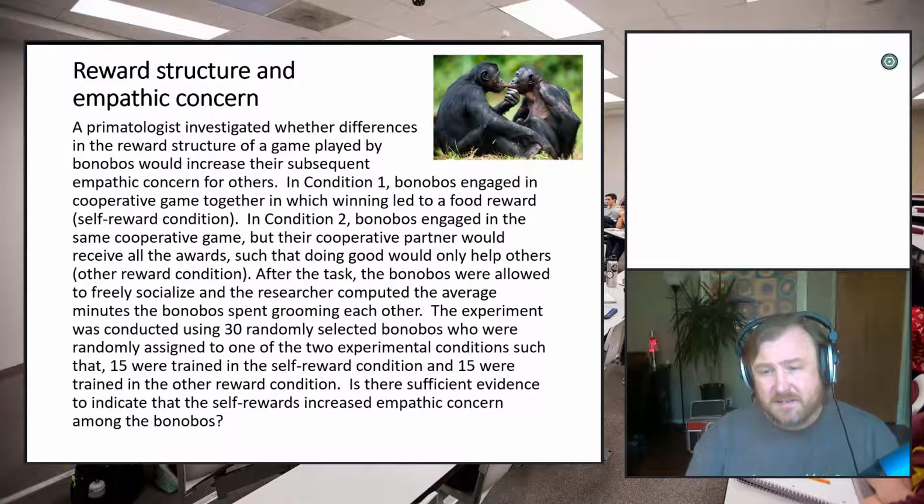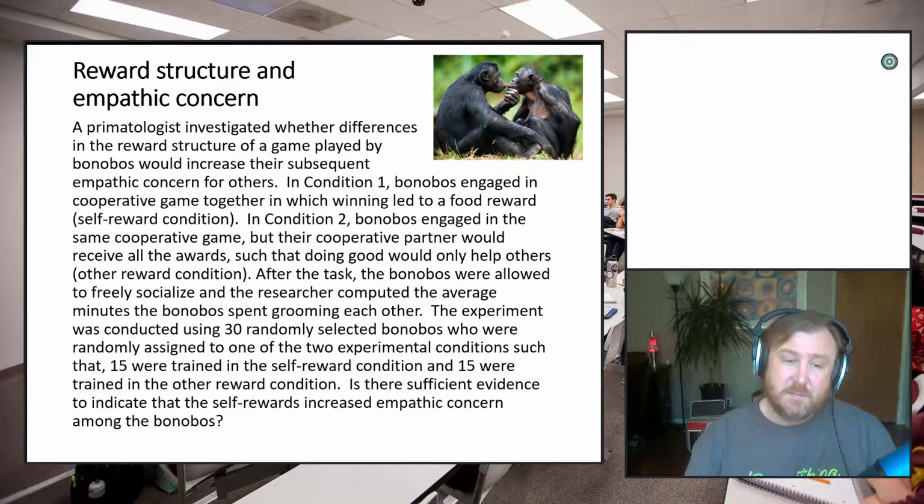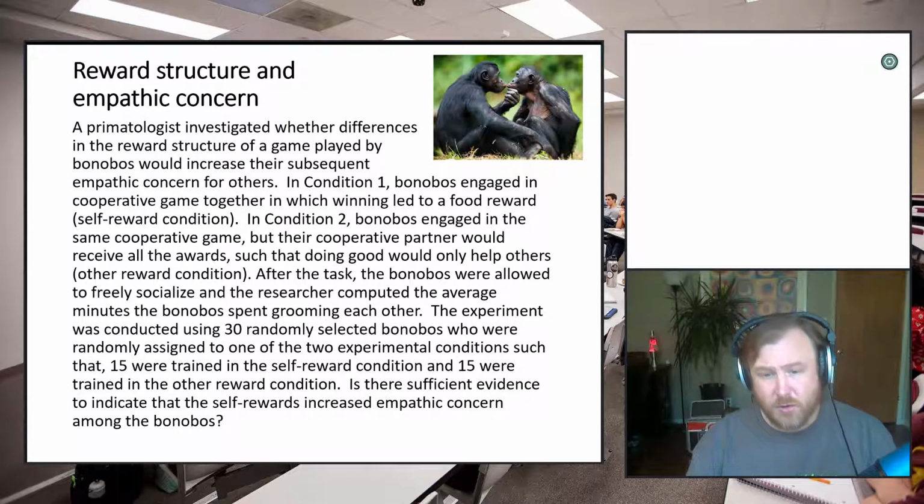After the task, the bonobos were allowed to freely socialize, and the researcher computed the average minutes the bonobos spent grooming each other. The experiment was conducted using 30 randomly selected bonobos who were randomly assigned to one of the two experimental conditions, such that 15 were trained in the self-reward condition and 15 were trained in the other reward condition. Is there sufficient evidence to indicate that the self-rewards increased empathic concern among bonobos?